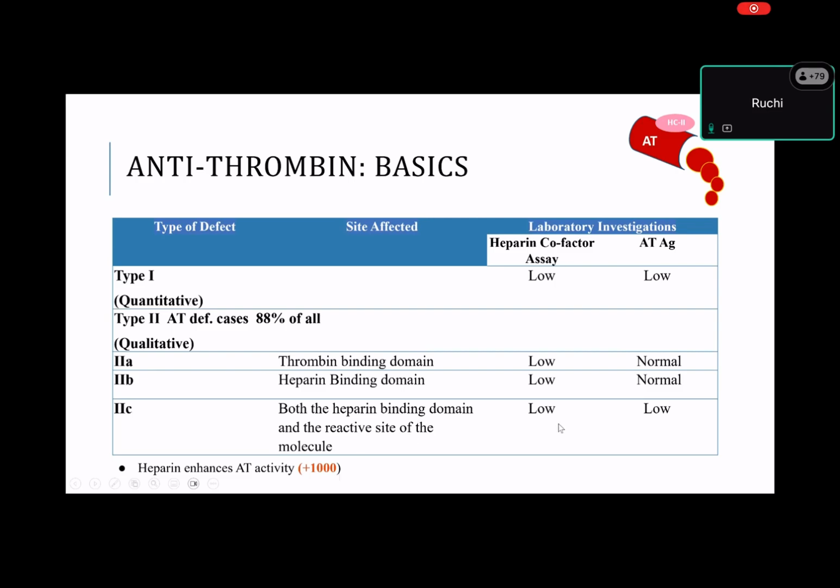So these are the corresponding lab tests: in type 1, which is a quantitative defect, both the cofactor activity levels would be low as well as the antigen would be low. But when there is a qualitative defect, naturally there will be a discordance between the cofactor activity and the antigen levels. So what is the principle of testing here?